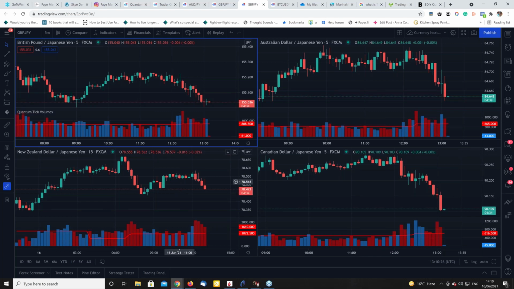And a very simple view in terms of which is the best one to trade at the moment. Not the New Zealand yen. The ones that are really moving are the CAD yen, the Aussie yen, the pound yen to a lesser extent, but they are all pretty bearish, certainly from a fast intraday perspective.